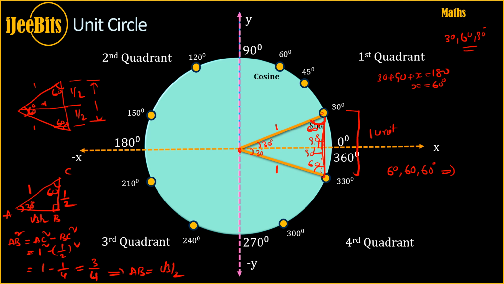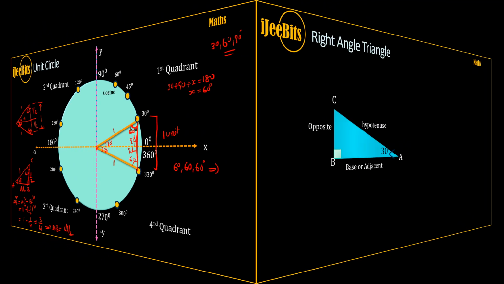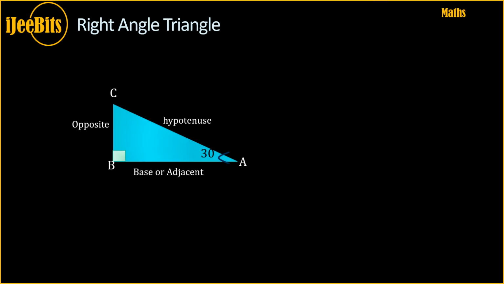So these two triangles are important for us to remember. Finally, what we found: 30 degrees, 90 and 60, with hypotenuse 1, opposite side 1 by 2, and base root 3 by 2. This is one more thing that we have to remember.